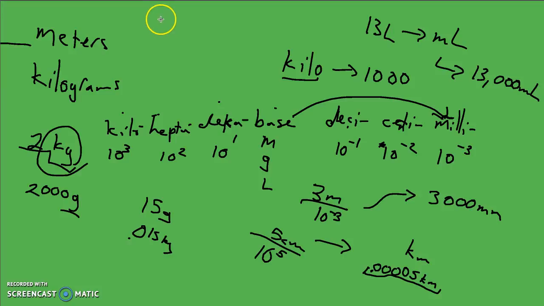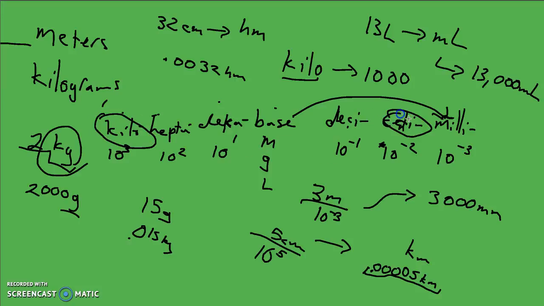Okay, go ahead and also convert, let's say, 32 centimeters to heptameters, which I've never even used the prefix hepta, but go ahead and give it a try. All right, so you moved over 1, 2, 3, 4 places. We're going to move that decimal place 4 places. So that's going to be 0.0032 heptameters.